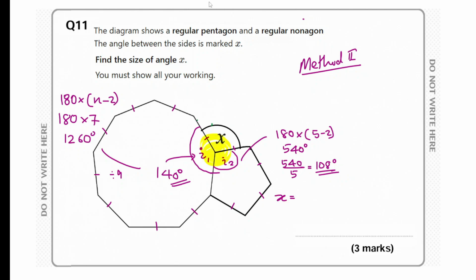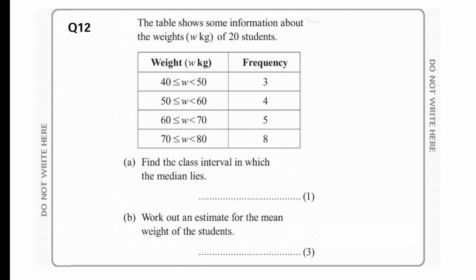So 360 take away the sum of 140 and 108, which is 360 take away 140, add 100, 240, add 8, 248 should be taken away. 360 take away 248, that again gives you exactly the same answer like before. Here's the next question. Please give this a try.